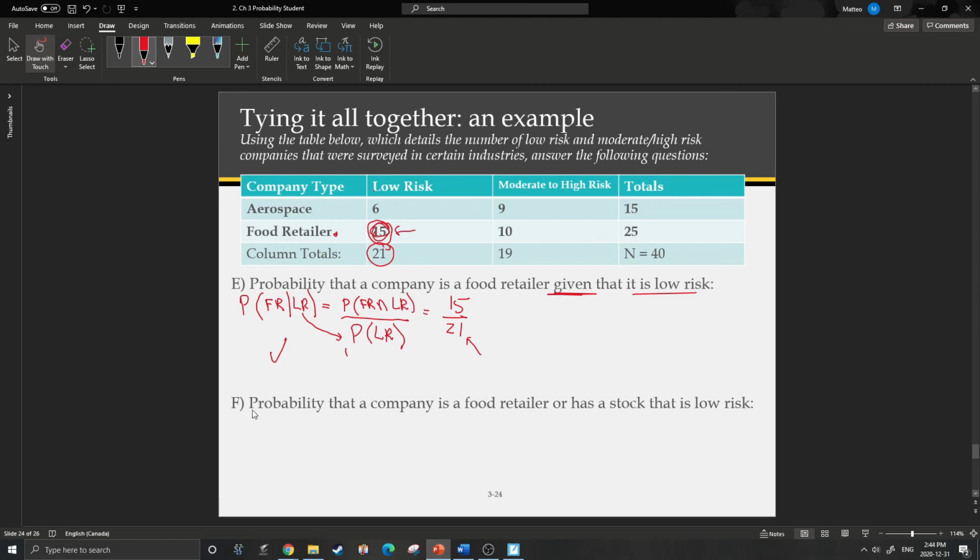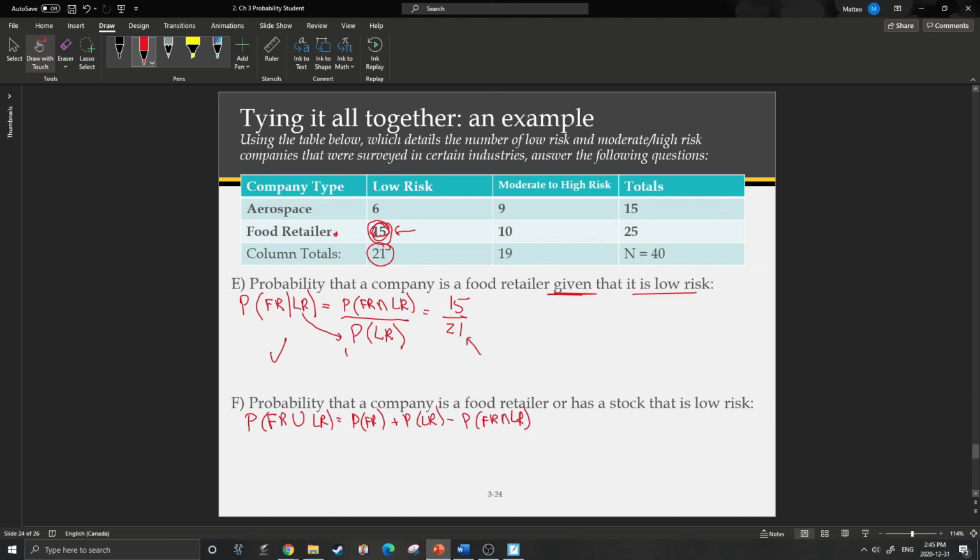So contrast that with F. This question is just kind of thrown in there, but it's the probability that a company is a food retailer or has a stock that's low risk. So if you're using the formula, we'd be going probability of food retailer or, the U looking thing, low risk. Well, that would be probability of food retailer plus probability of low risk. And then we've got to subtract the overlap, right? So the overlap would be food retailer and low risk.